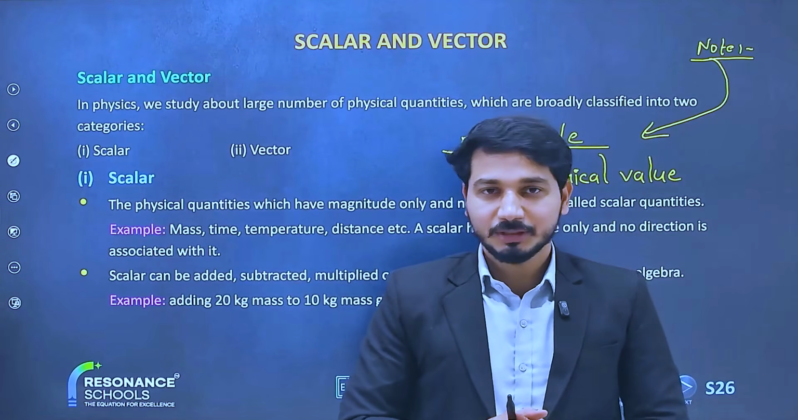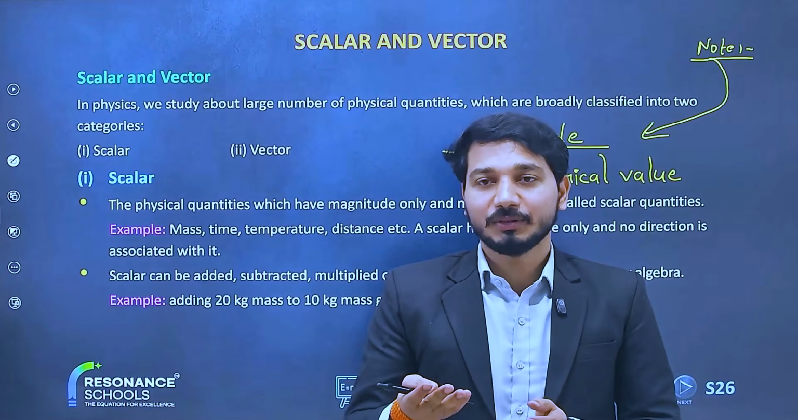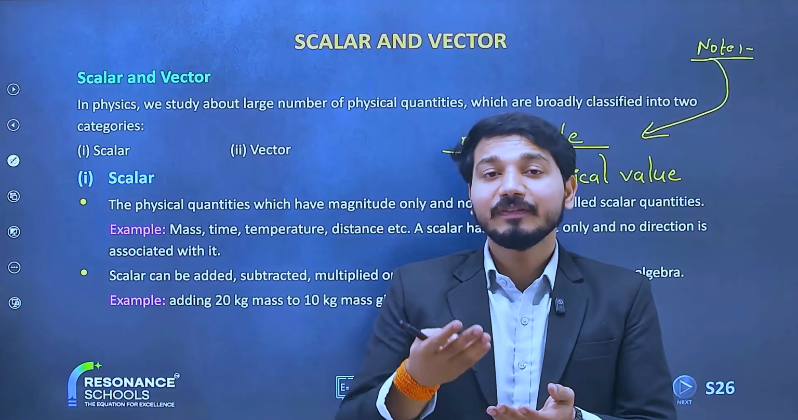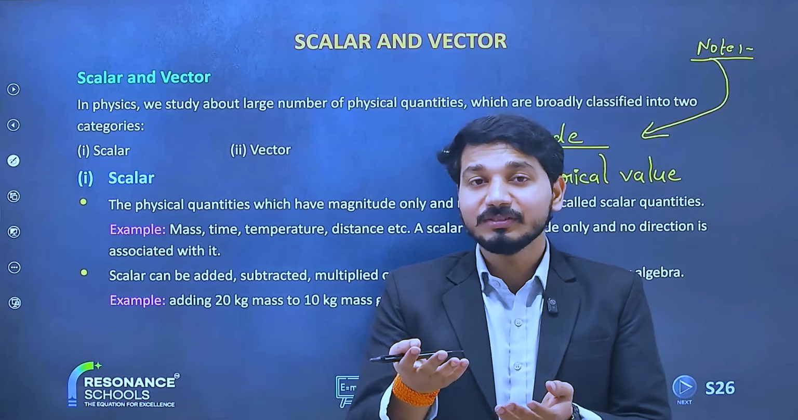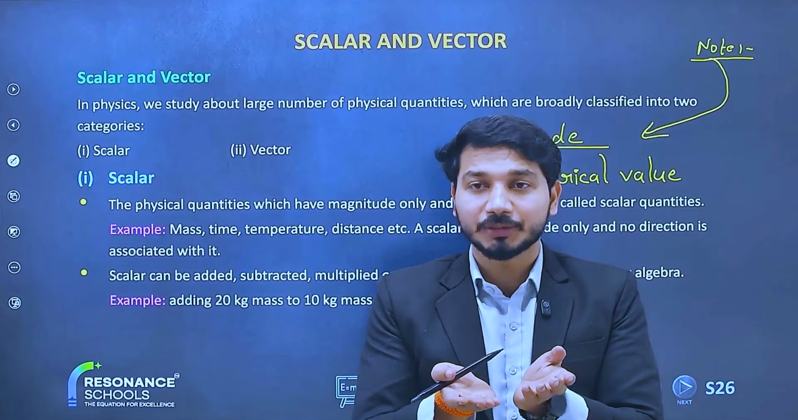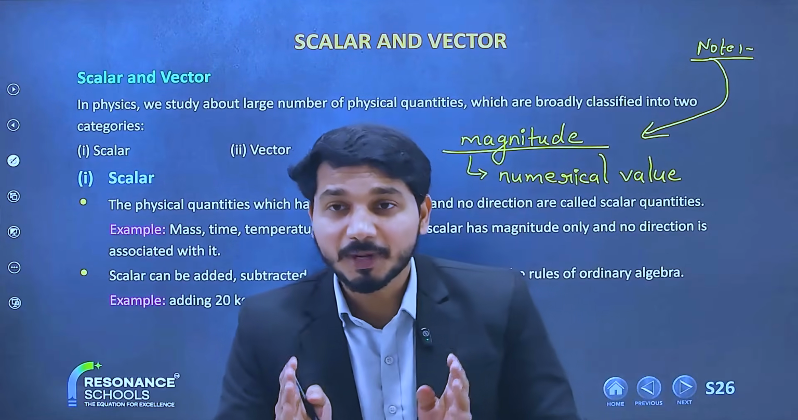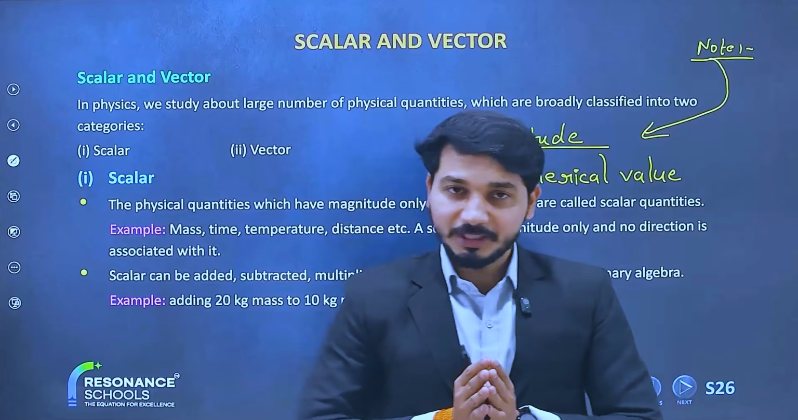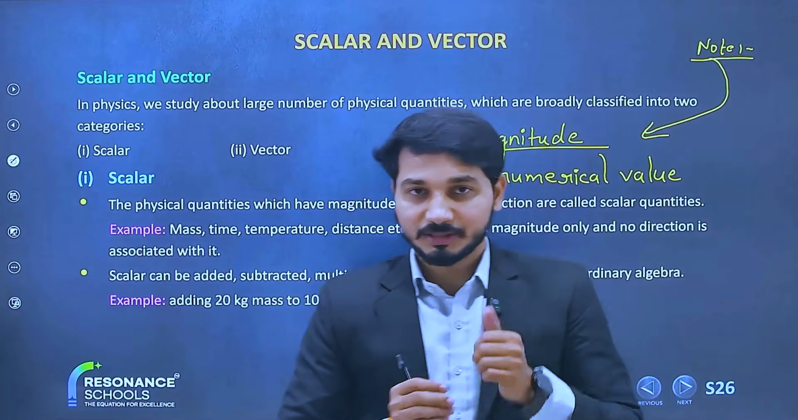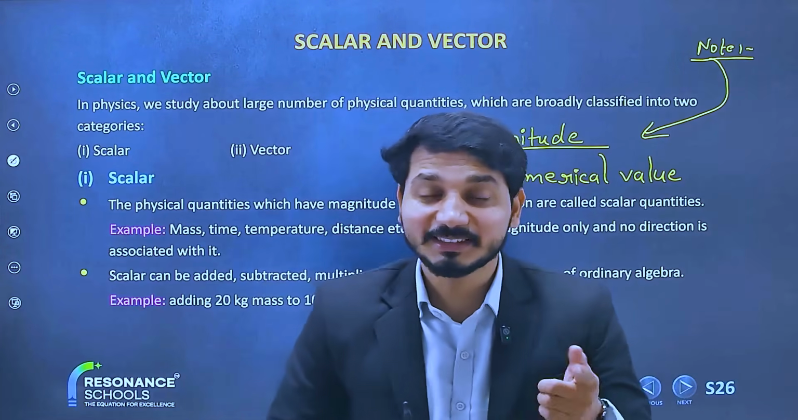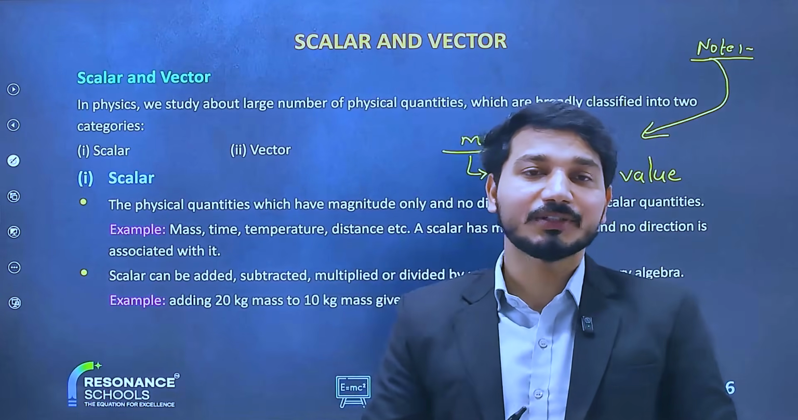So we are mentioning only the numerical value and unit, this magnitude. 5 kg of potato means we are talking about the mass of the potato. Right? Understood? So mass is a scalar quantity because it does not have direction.